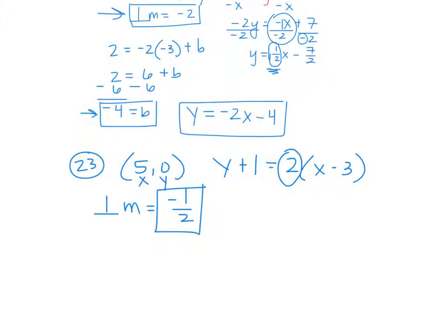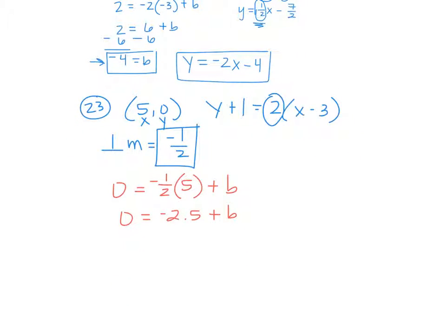So it's y, or 0, equals m, -1/2, times x, which is 5, plus b. So if we simplify that, 0 = -1/2 times 5. If you want to make that a decimal, you totally can. That would be -2.5, or -5/2, plus b. And then we're just going to add that to both sides to get it away from our b. So that's 2.5 = b.